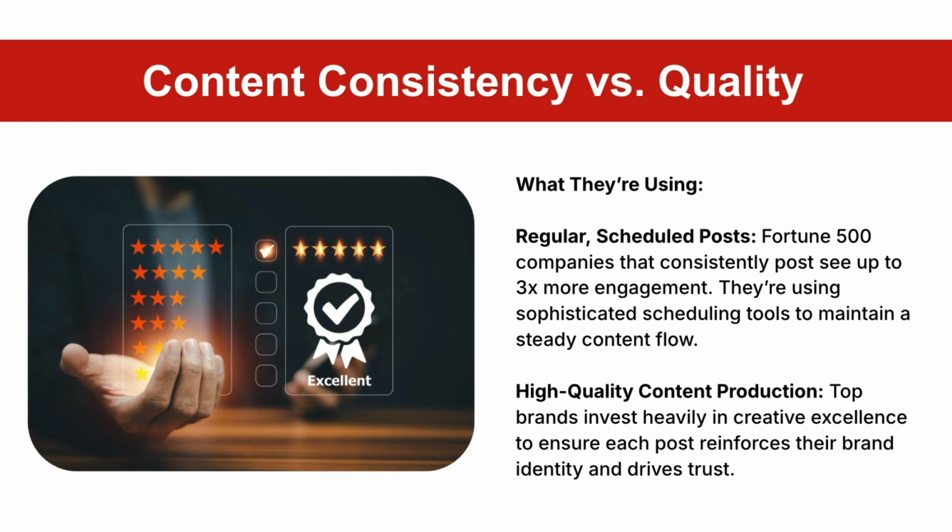So let's talk about content consistency versus quality. With regularly scheduled posts, Fortune 500 companies that consistently post see up to 3x more engagement. They're using sophisticated scheduling tools to maintain a steady content flow. It becomes very difficult if you're trying to post on all these different networks manually, right? Because it's so tedious that it just eats up your day and you don't have time to focus on your business or other revenue generation techniques. So it's important to have a tool that will allow you to research, create, schedule and publish very, very quickly.